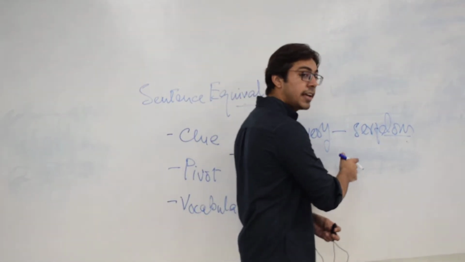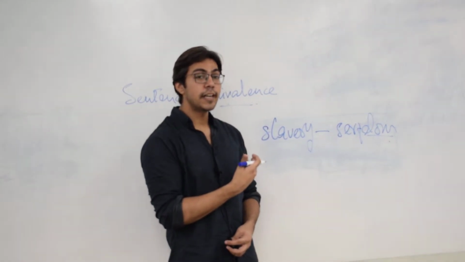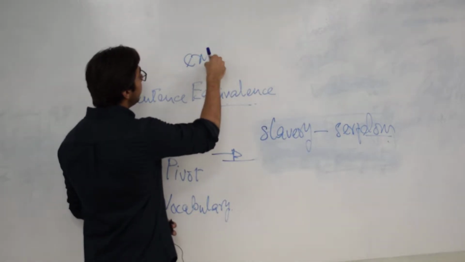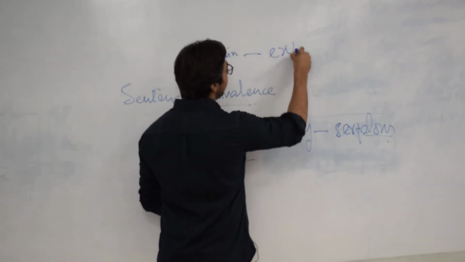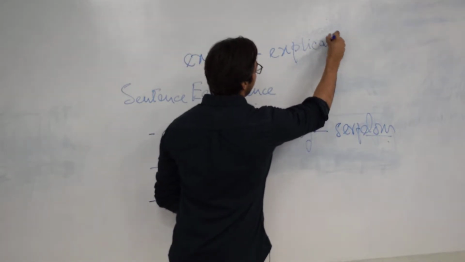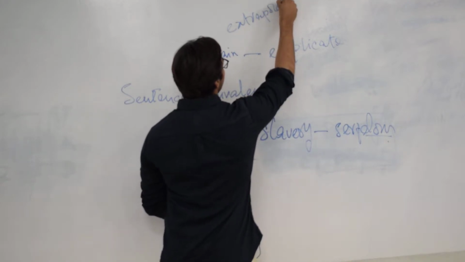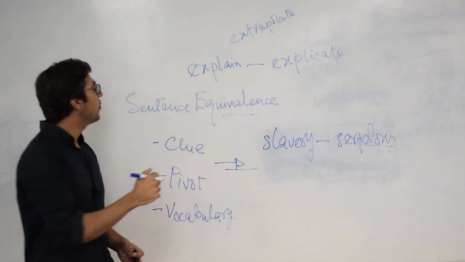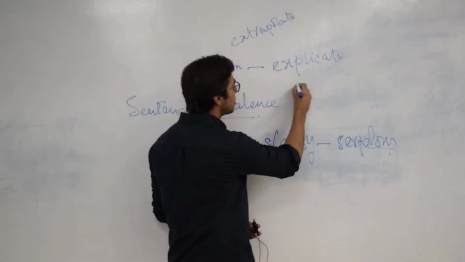Now this is a very good exercise for solving sentence equivalence, and this way you will also retain far more words. So say for instance the word explain, and the word explicate, and the word extrapolate. Now they have very different connotations. At every point in time you are explaining something. It has something to do with description.